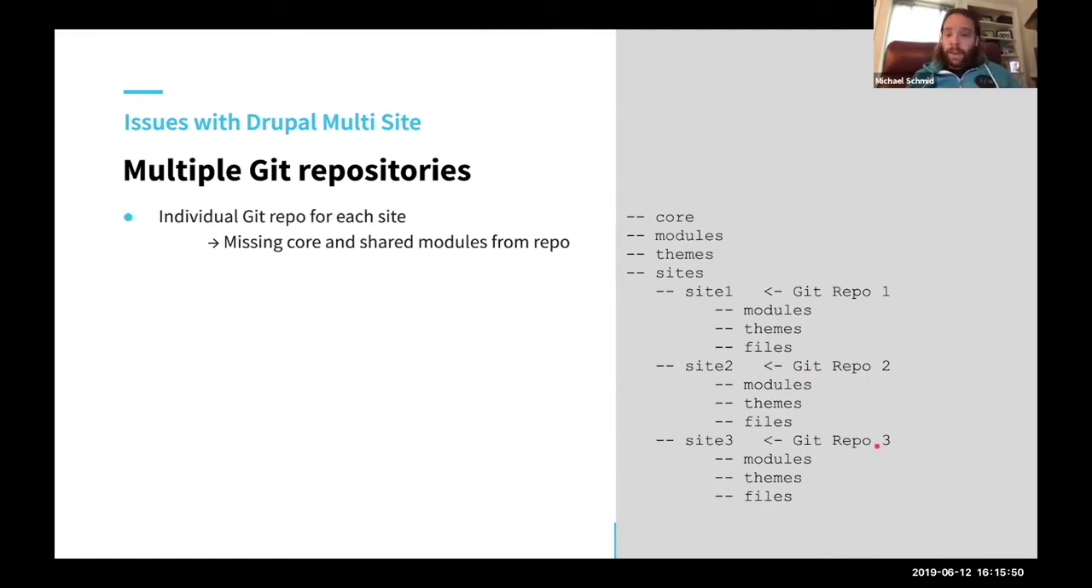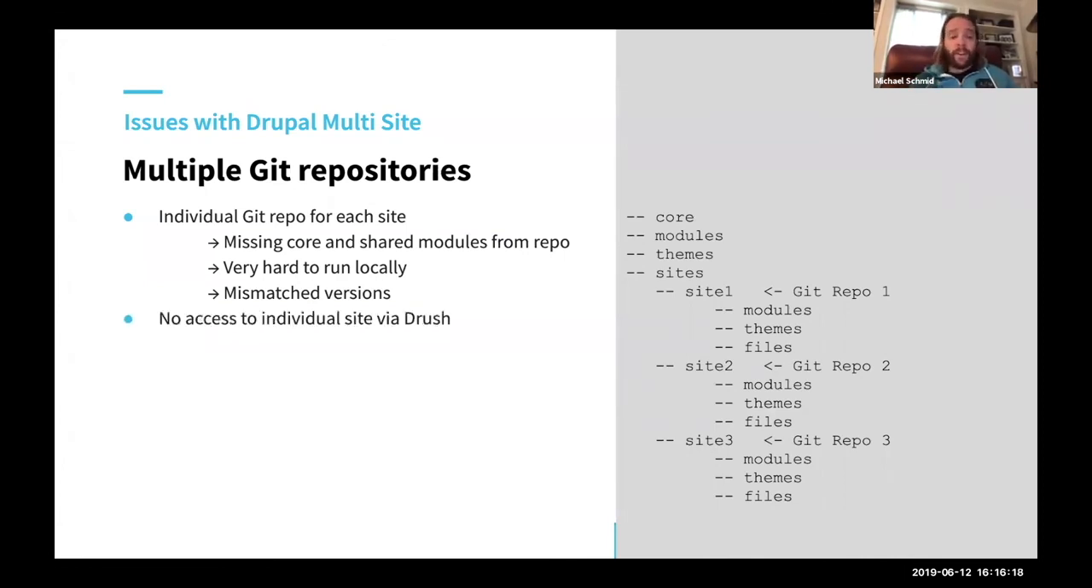That's possible. The problem is, though, that these Git repositories themselves completely lack core and all the shared modules and themes. They're not there. So running that locally is going to be very hard, because a developer now also needs to figure out, okay, which core and modules do I want to use? And yes, there are scripts out there that can do that, but it's very easy to have mismatched versions, different databases that cannot be imported anymore, things like that. So very fast, it can get very ugly.